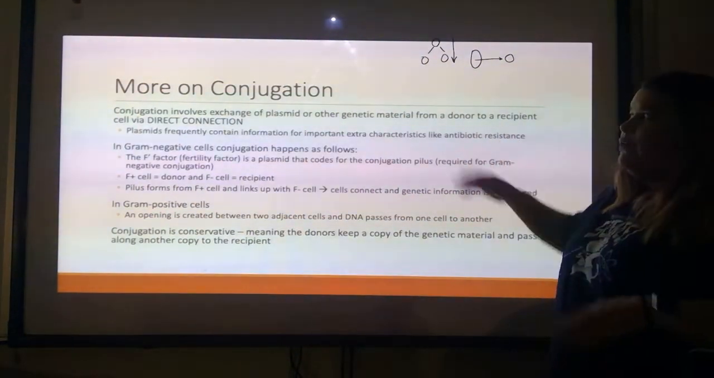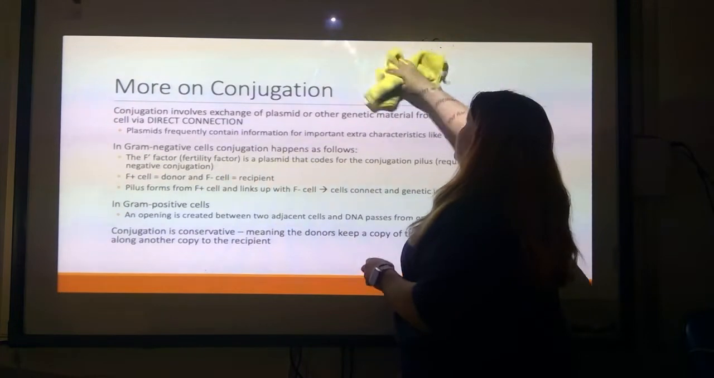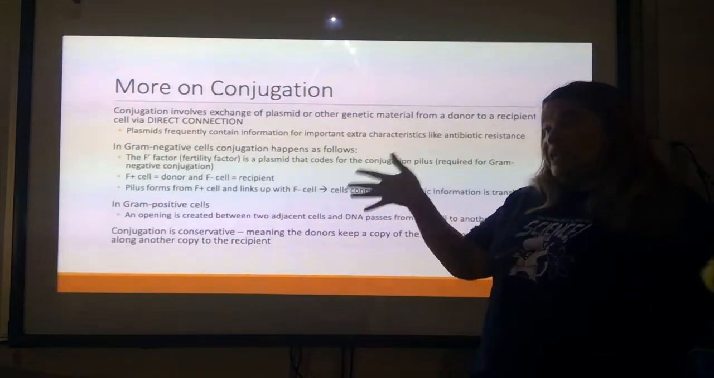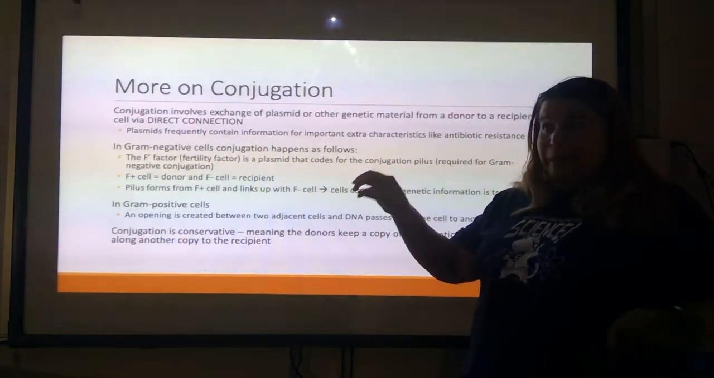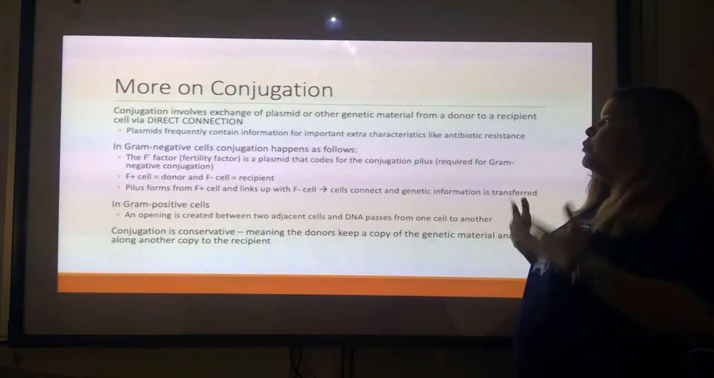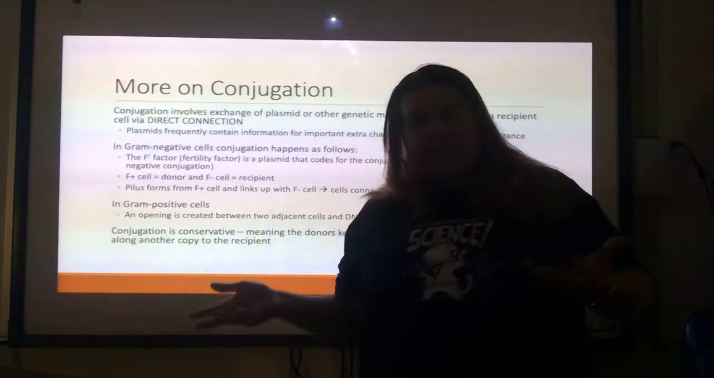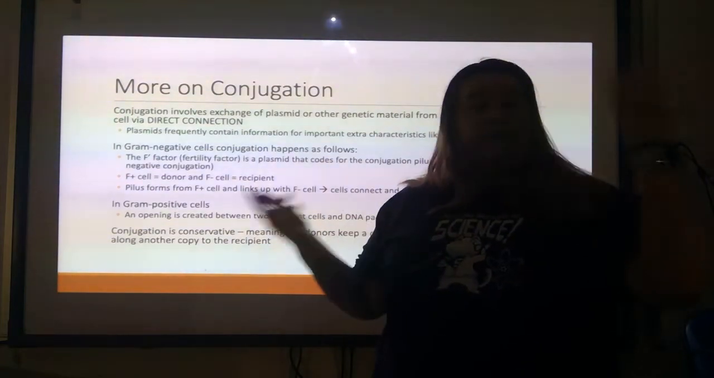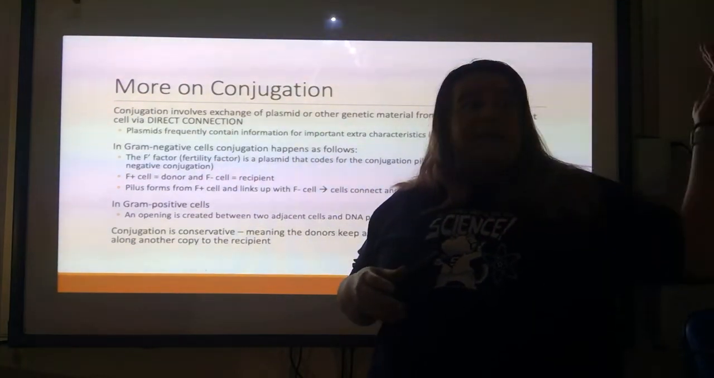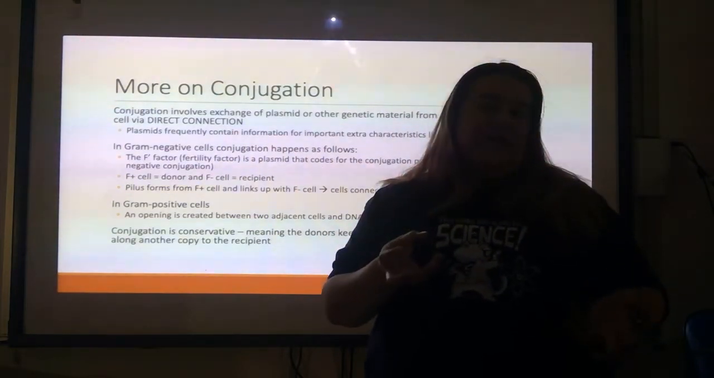So conjugation involves the exchange of plasmids or other genetic material from a donor going into a recipient via a direct connection. In other words, I actually have to touch a cell, inject my pilus, and transfer over. Plasmids frequently contain information for important characteristics like antibiotic resistance. This is why sometimes we see antibiotic resistance in bacteria that have never been exposed to anything, because somewhere along the line before it became infectious, somebody conjugated with them and shared this resistance gene.